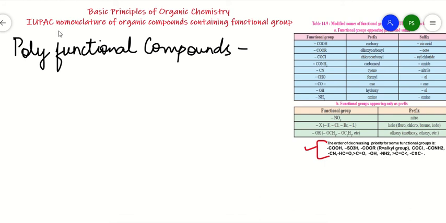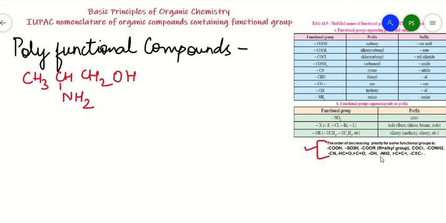Now let's take some examples. For example, there is a compound containing CH3, CH, NH2, CH2, OH. Now just see the priority series. In the priority series, you are seeing OH and NH2 are there. OH is written before NH2.